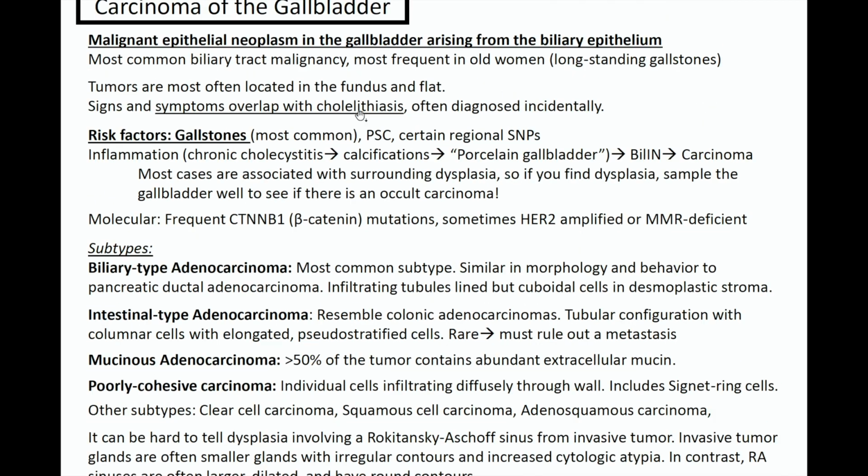Risk factors for carcinoma of the gallbladder include gallstones most commonly, primary sclerosing cholangitis, certain regional SNPs, and inflammation. So you can have that chronic cholecystitis, which leads to calcifications, which leads to a porcelain gallbladder, which can lead to BilIN, and then carcinoma. Most cases are associated with surrounding dysplasia, so if you find dysplasia, sample the gallbladder well to see if there is an occult carcinoma.